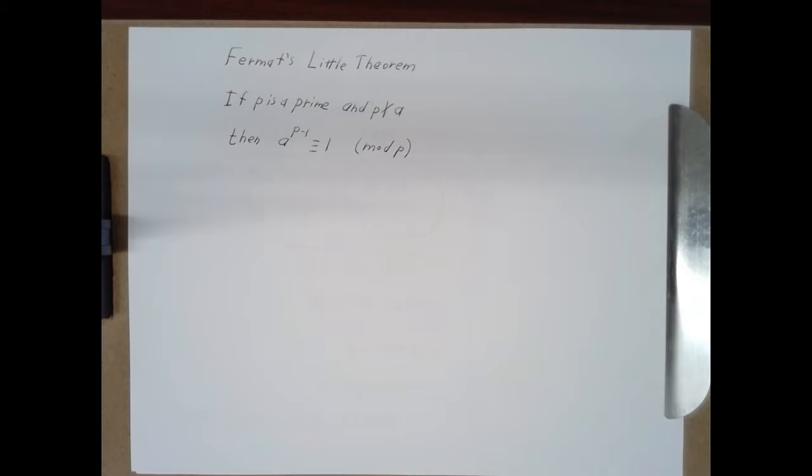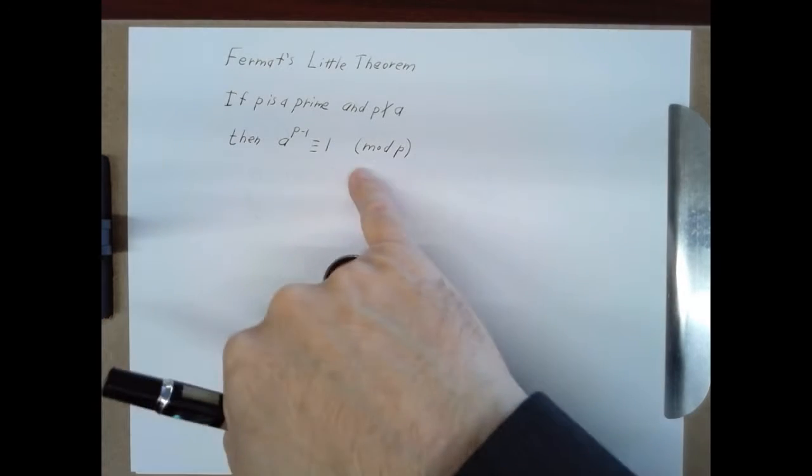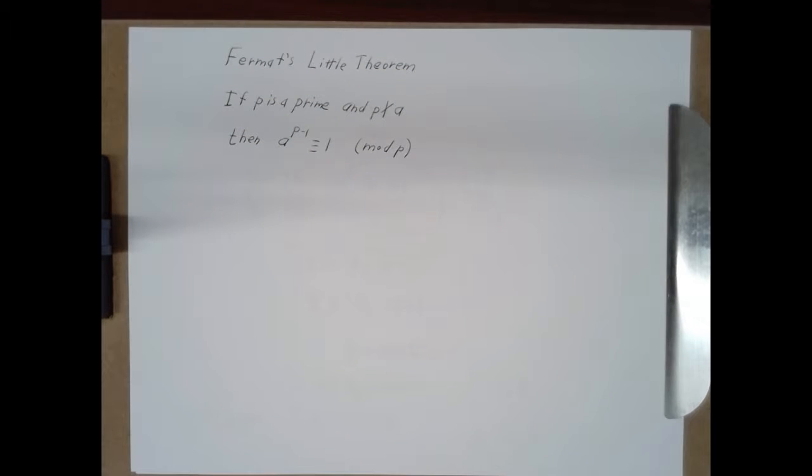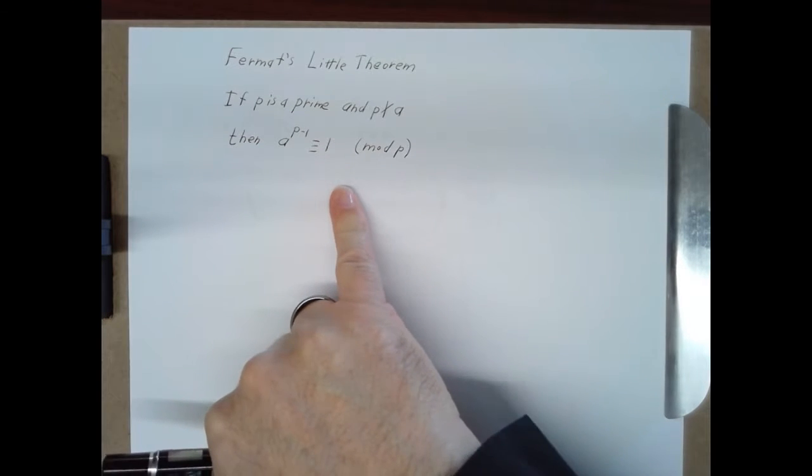So if you have a prime number and you have a reasonable number A, and you raise it to the P minus 1, it's exactly one more than a multiple of P. And this only works if P is prime. There's a one-way conditional here. You can't use this to test primes. There's non-primes for which this will be true. But if P is prime, this is guaranteed to be true.